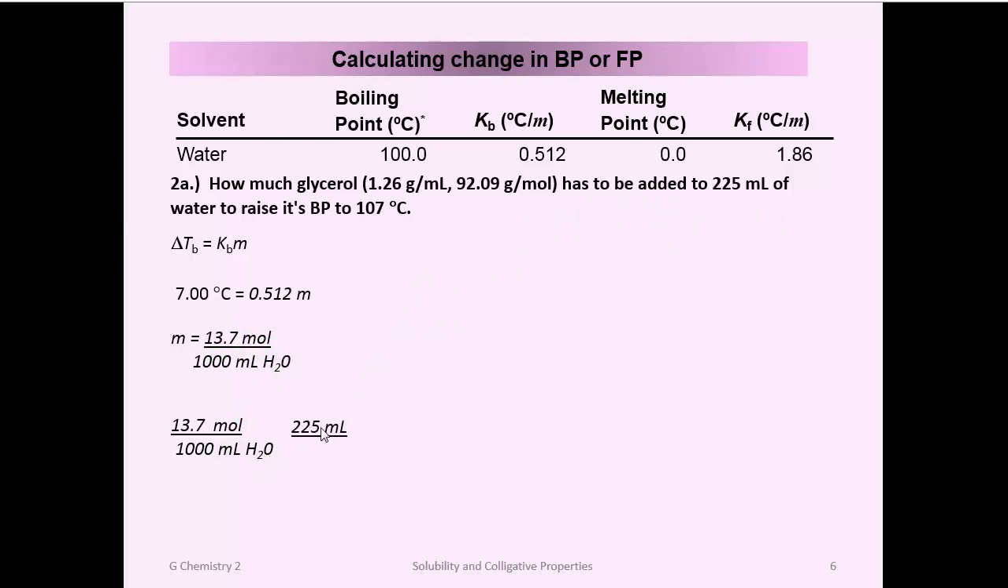Multiply that by the 225 mils. That'll cancel out the mils. You get 3.08 moles of solute that have to be added to this 225 mils to make it a 13.7 molal solution. So let's work our way through this math. You have 3.08 moles of glycerol is what I need to deliver. Well, glycerol is liquid form, so we have to get this into some sort of volume to dispense it, or we could dispense it on a scale.